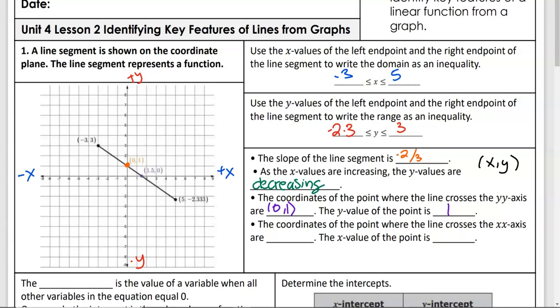My next one wants to know the x-axis. The coordinates of the point where the line crosses the x-axis are what? 1.5 and 0. Which one of those is the x value? The 1.5.